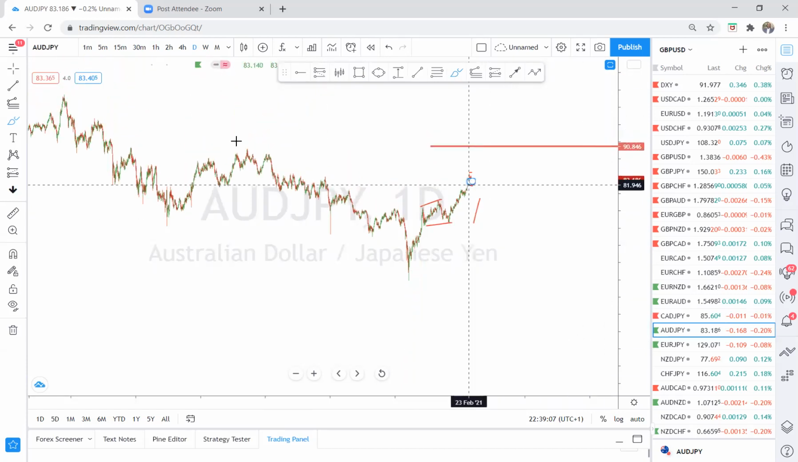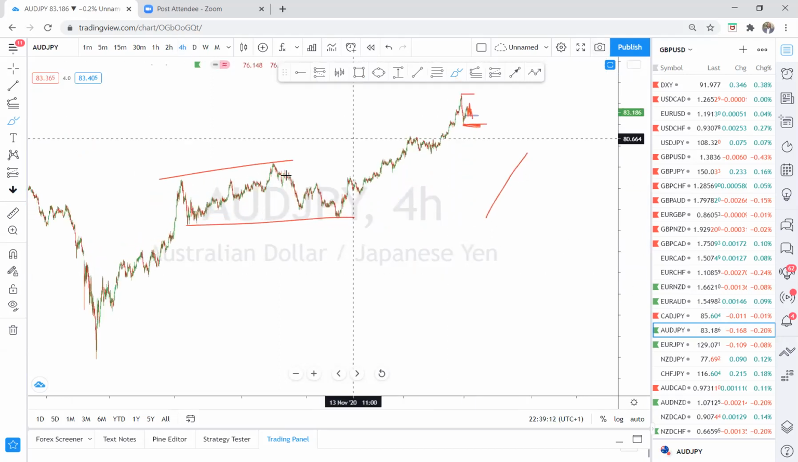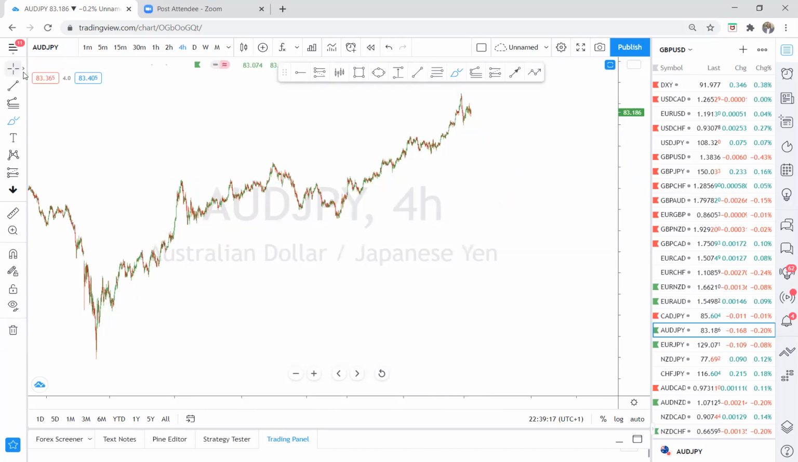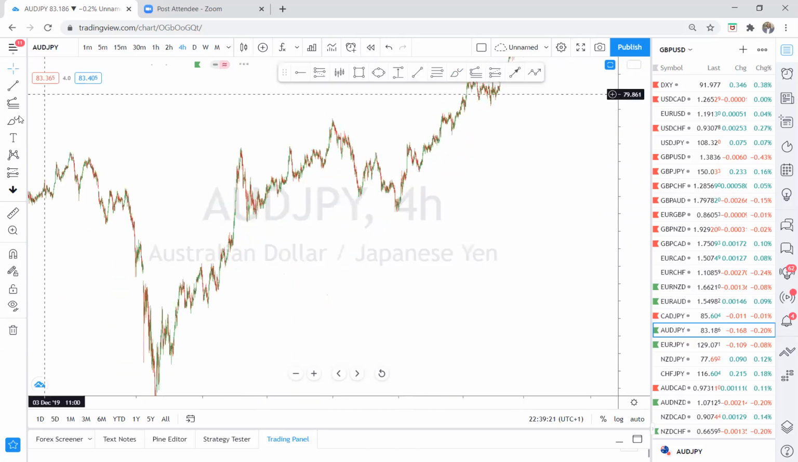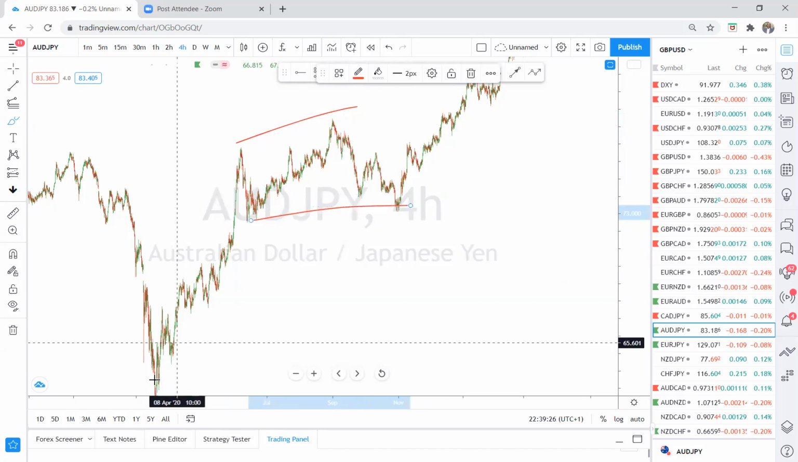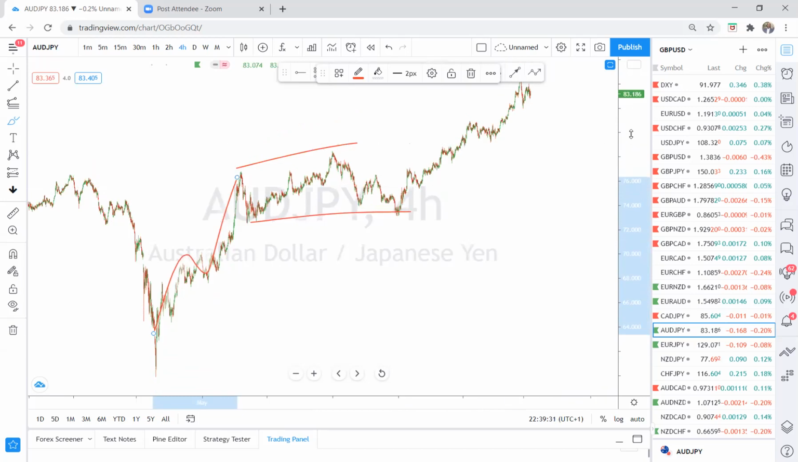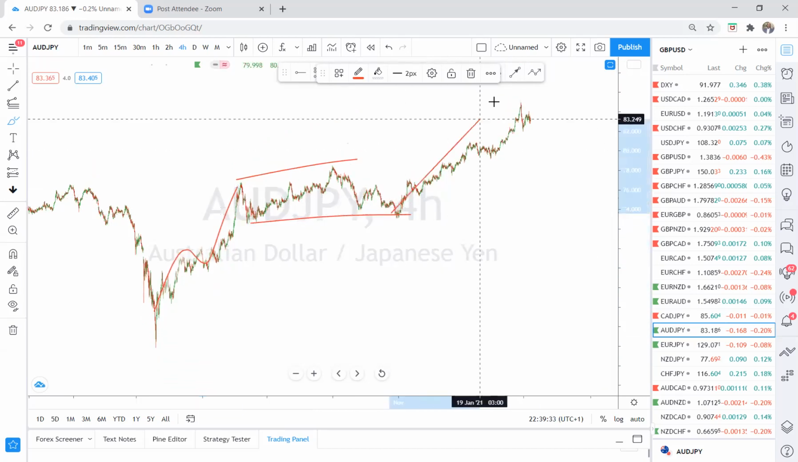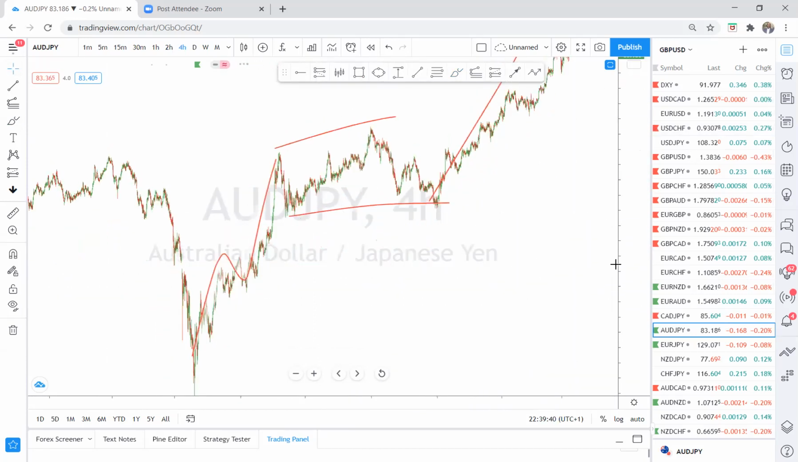Okay, the same thing here. You want a correction here on Aussie yen. You want a correction at this level for you to move to the upside, because this is a complete structure, guys. This is a complete structure. Okay, you have this correction, you have this move up, and then this move up has been done here.